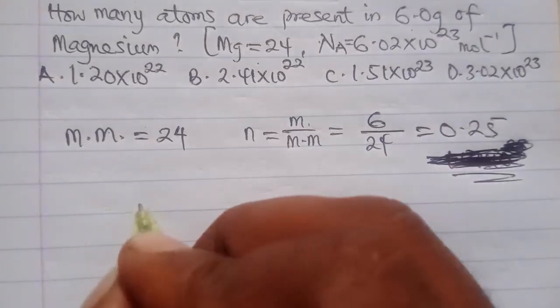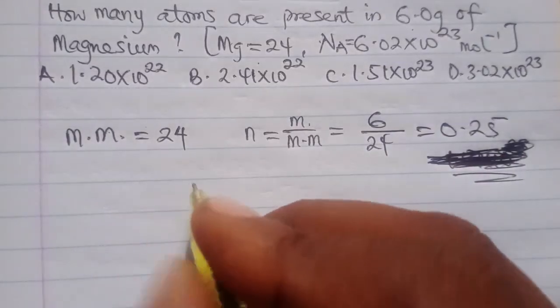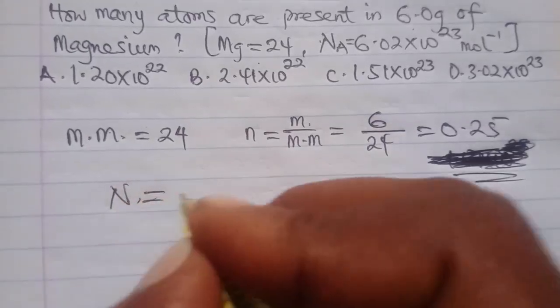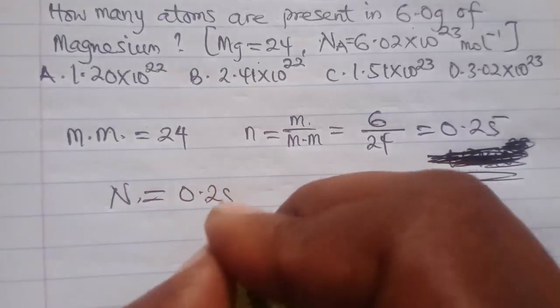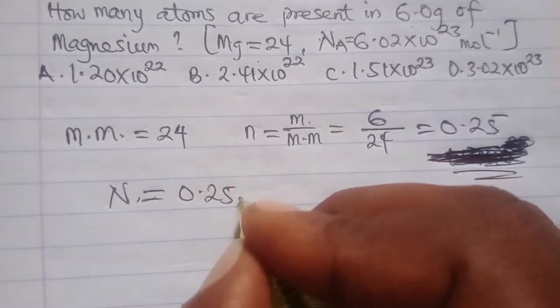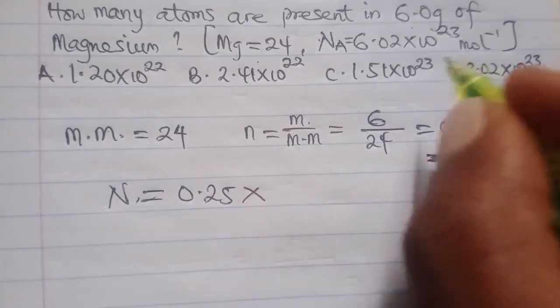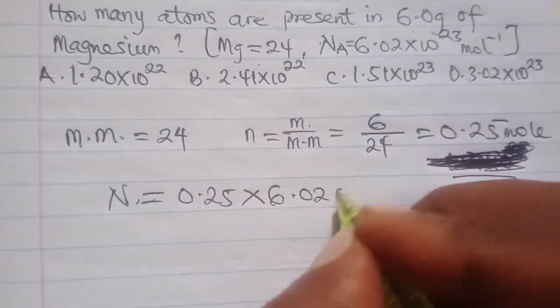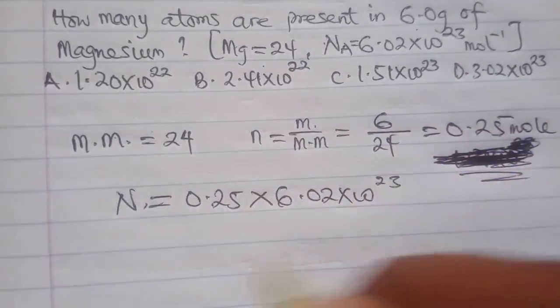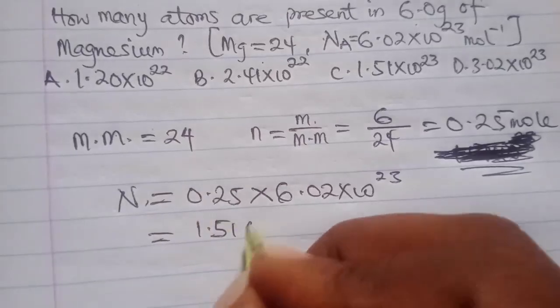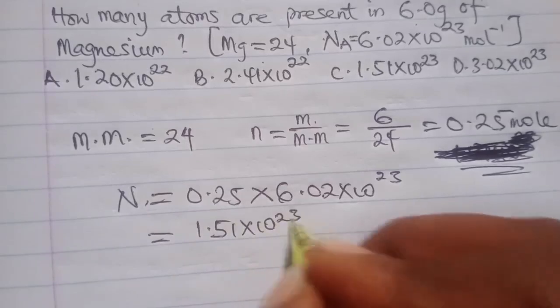Now, for us to get how many atoms are there, we will multiply that. The number of atoms will be given as 0.25 moles times the Avogadro number, which is 6.02 times 10 raised to power 23. And when we multiply that, we'll get 1.51 times 10 raised to power 23.